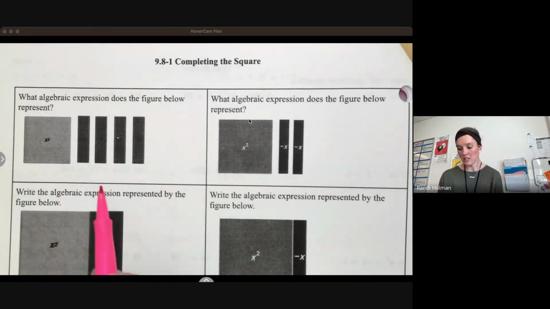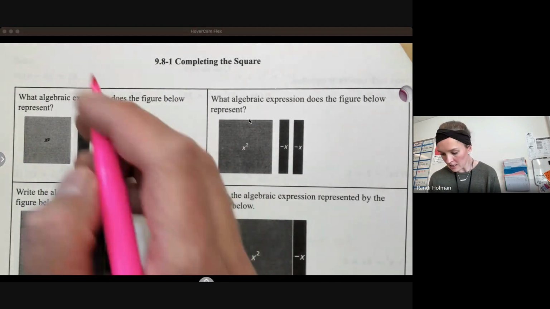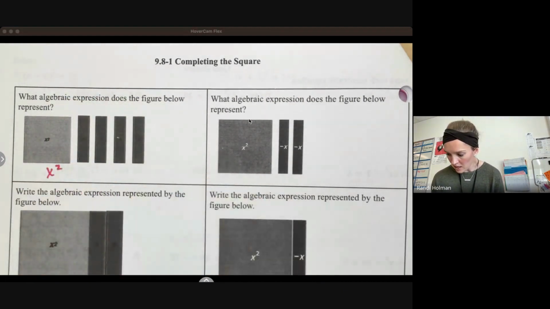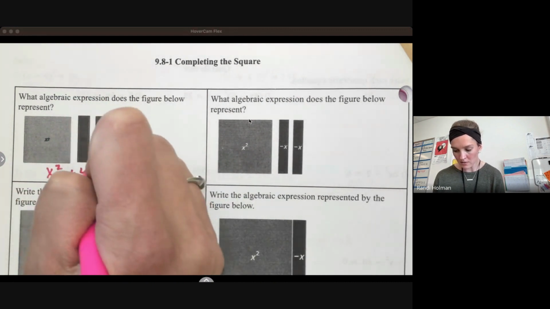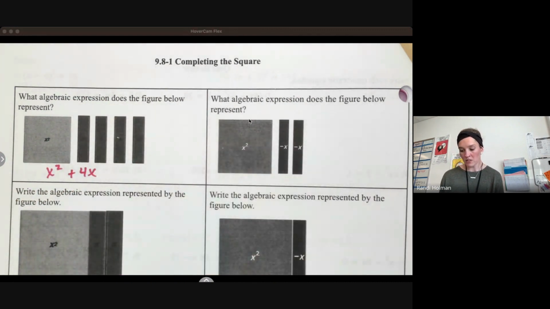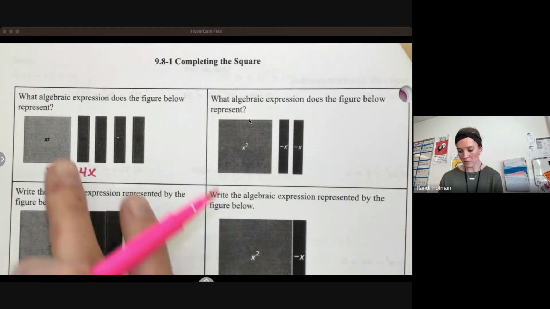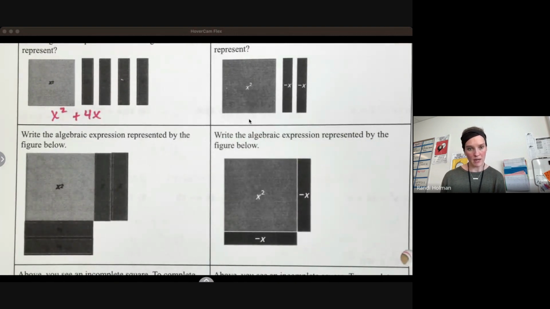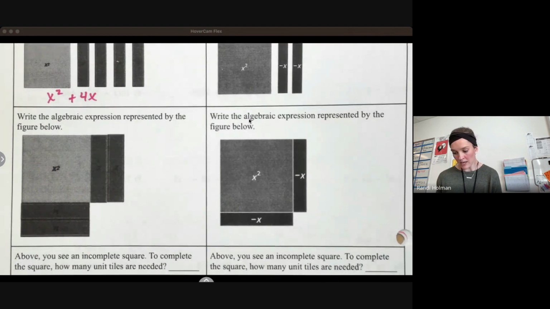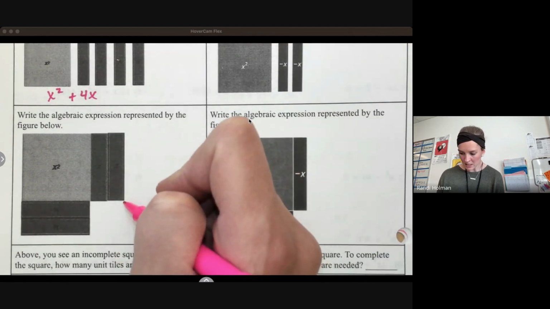So if we have an algebraic expression, this guy here is x squared, and then these are positives, 1, 2, 3, 4, so plus 4x. So if we're looking at this figure here, we're almost making a square. So we're taking that x squared plus 4x and we've arranged it to try and make a square. But with that square, it's incomplete, right? We are missing this little chunk down here.